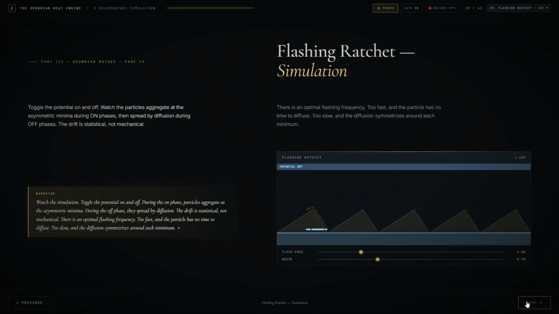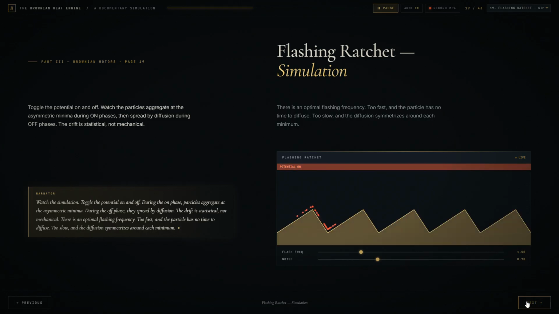Watch the simulation. Toggle the potential on and off. During the on phase, particles aggregate at the asymmetric minima. During the off phase, they spread by diffusion. The drift is statistical, not mechanical.